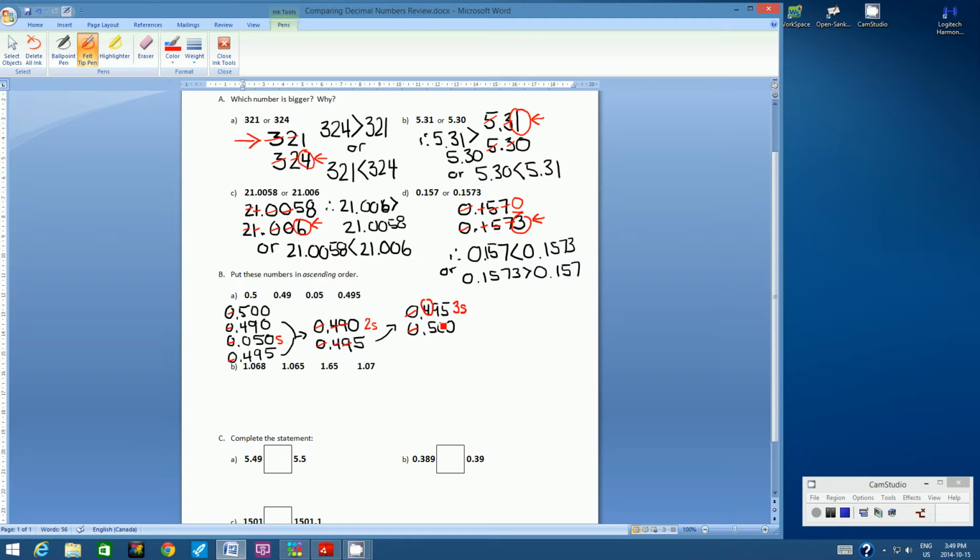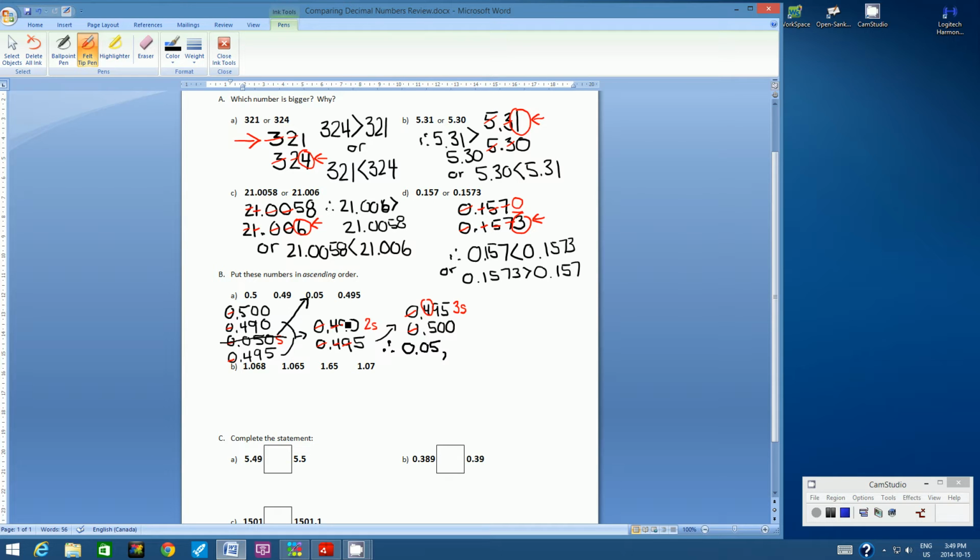Okay, so let's rewrite these numbers in ascending order. So let me change pens. Our first smallest number was 0.050. But in the question, it was only listed as 0.05, so I have to write it the way it was written in the question. So I'll put a therefore statement here. Okay, so that's the first one. I can cross this one off my list.